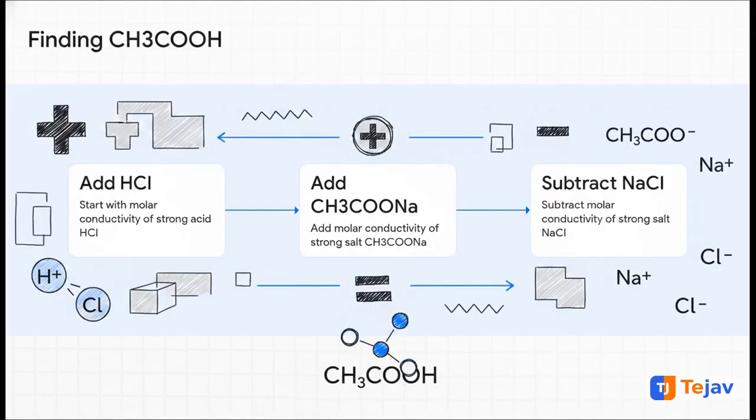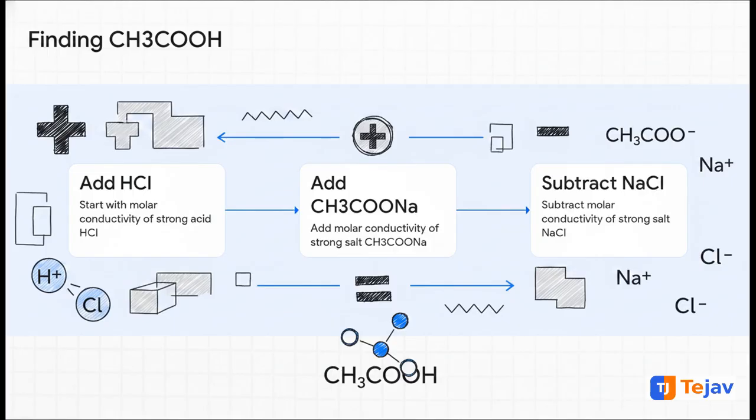But wait, using Kohlrausch's law, we can calculate the limiting molar conductivity of acetic acid by just adding and subtracting the parts of strong electrolytes that we already know. Think of it like a set of algebraic building blocks. We want the pieces for acetic acid, right? Hydrogen and acetate. So, step 1, we take a strong acid with hydrogen, like HCl. That's super easy to measure. Step 2, we add a strong salt with acetate, like sodium acetate, also easily measurable.